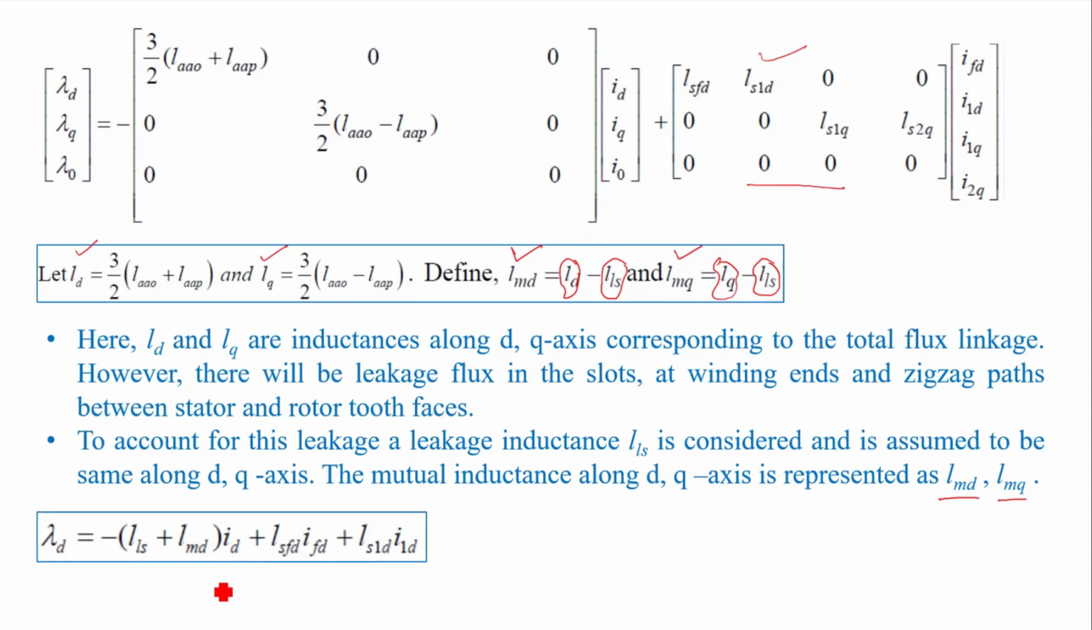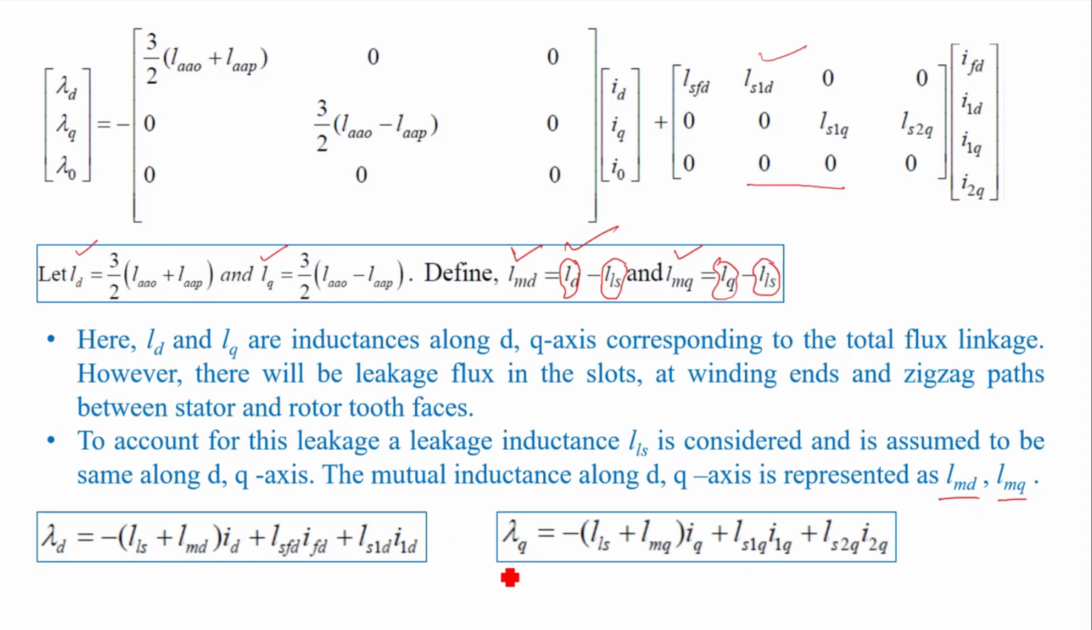So now if I substitute, I can find lambda D will be equal to... instead of LD, I can write LLS plus LMD from this equation, right? So by substituting this, I can write lambda D equal to minus (LLS plus LMD) into ID. Other terms will remain as they are, LSFD IFD plus LS1D I1D. Similarly, your lambda Q will become equal to minus (LLS plus LMQ) IQ plus LS1Q I1Q plus LS2Q I2Q.